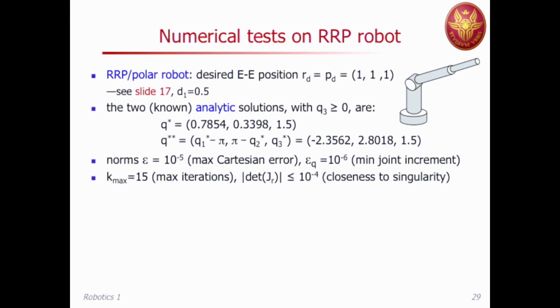So as I said, we have to define some thresholds. So here in this simulation or numerical computation, I would say, I've chosen 10 to the minus 5 for the maximum Cartesian error.